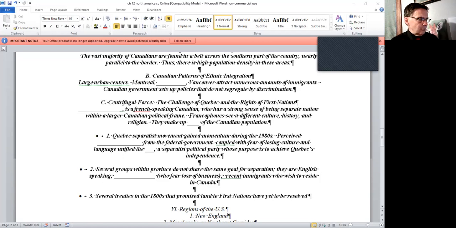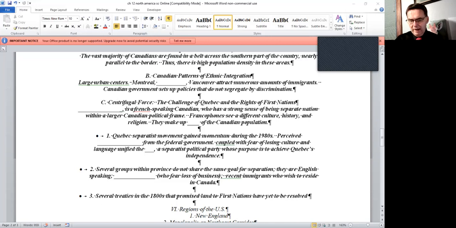Francophones. A Francophone is a French-speaking Canadian, and they have a strong sense of being a separate nation within a larger Canadian political frame. Your average Francophone in Canada sees a different culture, a different history, and they have a different religion, Roman Catholic. And they make up 21% of the Canadian population.